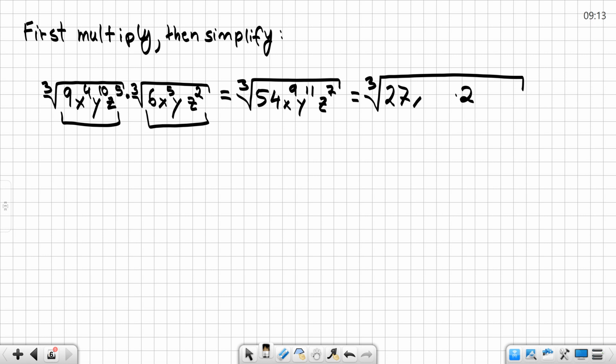X to the 9th has an exponent that is divisible by 3. Y to the 11, 11 is not divisible by 3, but y to the 9th is. And that means I still have two factors of y left. Z to the 7th, well, z to the 6th will work, and I have one z left.